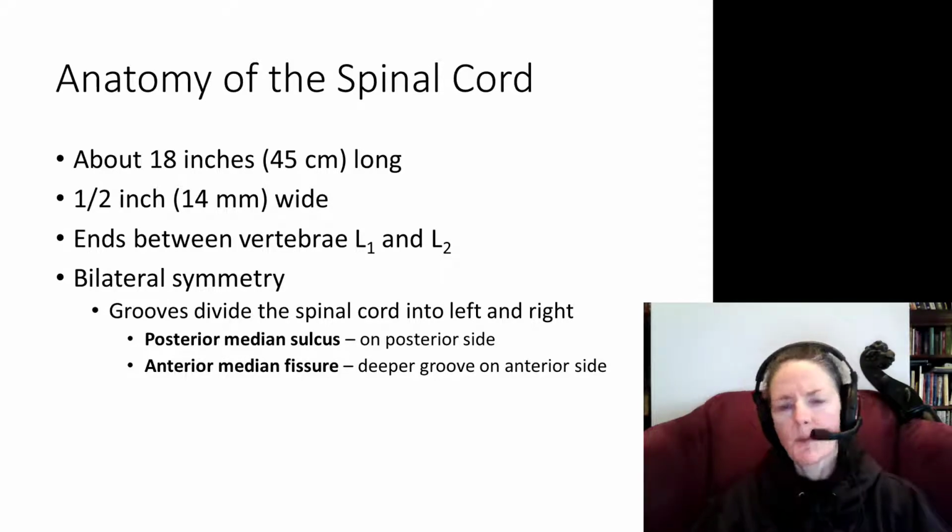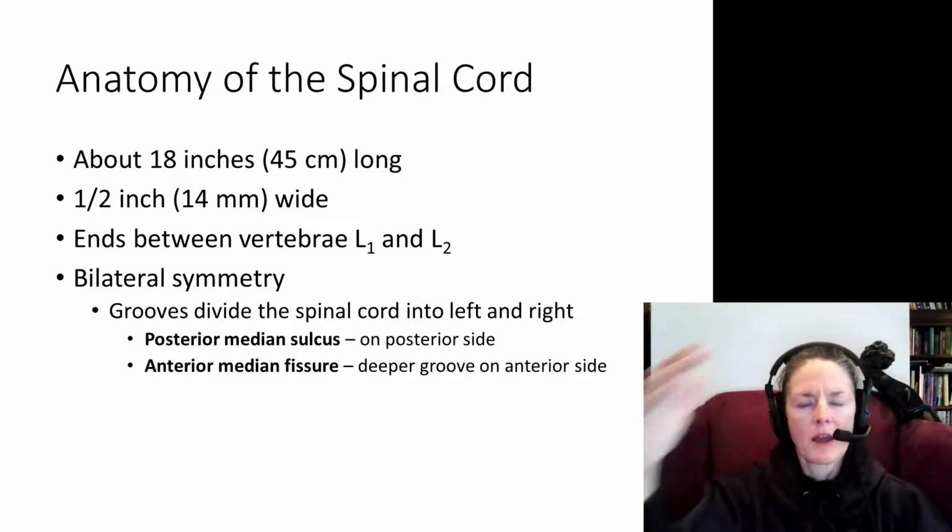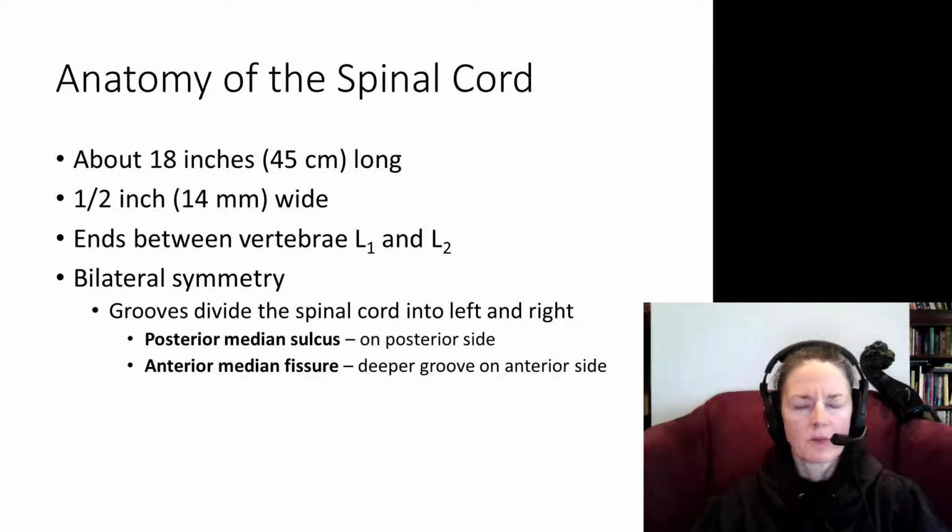From birth to about 4 years of age, the spinal cord and the vertebral column are about the same length, but then the vertebral column will start to grow beyond the spinal cord, and the spinal cord will more or less stay its same length at this point, so that by the adult age, the spinal cord ends between the vertebrae L1 and L2, somewhere around in there. So in other words, it ends at the extent of the upper lumbar vertebrae.